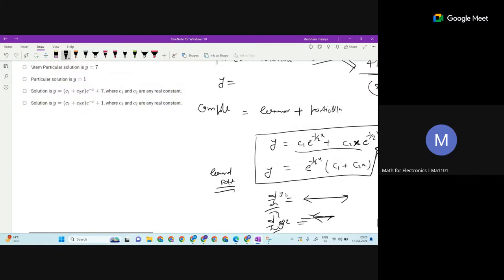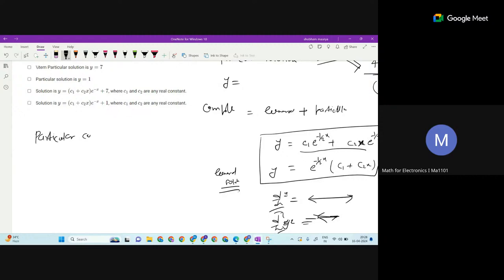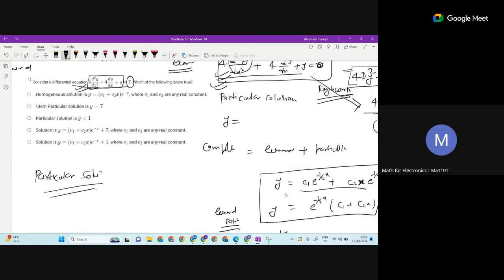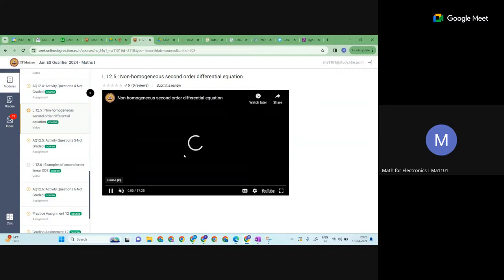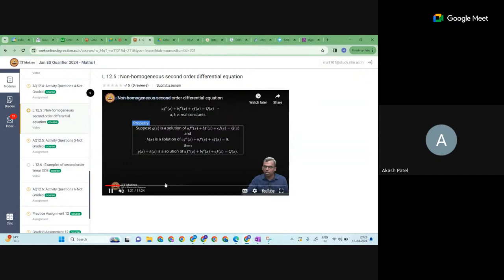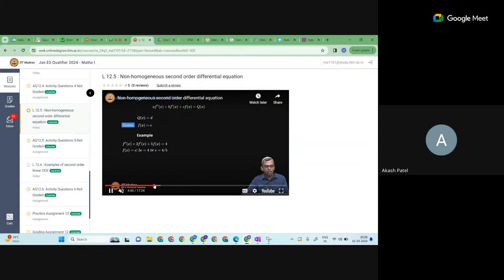Now let's find the particular solution. In the constant case, what is the process to think what is going to be your particular solution? Anyone? Akash? 7 by 4. Why is it 7 by 4? First we convert to the general form of that equation. Then we guess the constant part: 1 by 4 f(x) is equal to 7, and then we find out the value of f(x).